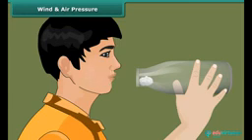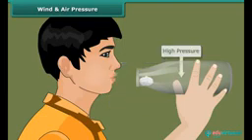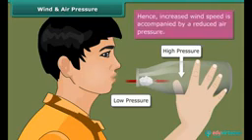Do you know why? Actually, when we blow into the mouth of the bottle, the air near the mouth has higher speed. This decreases the pressure there. The air pressure inside the bottle is higher than near the bottle. When we blow the ball inside the bottle, the air inside the bottle pushes the ball out. So children, we concluded that increased wind speed is accompanied by reduced air pressure.